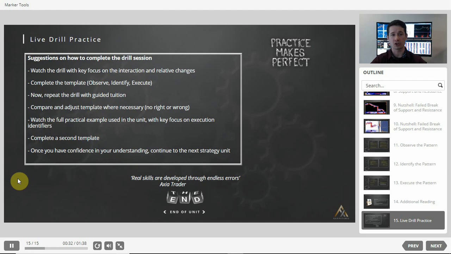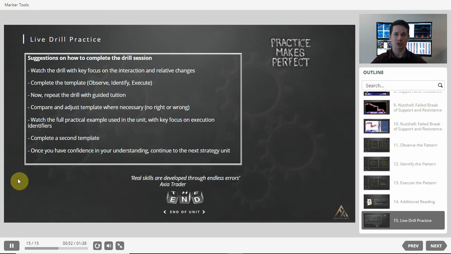Obviously, once you have watched through it, go and watch the guided tuition, compare some notes, make additional notes, but complete the template. Once you've done that, obviously, you can go back through these slides and watch over the other drills that we utilized within the unit, and you can then go and complete another template.